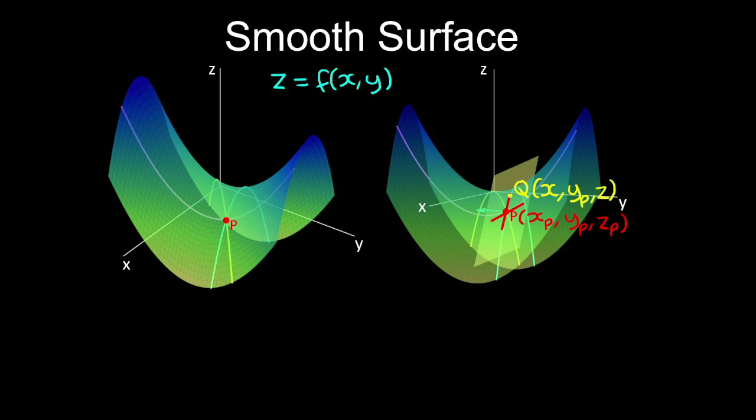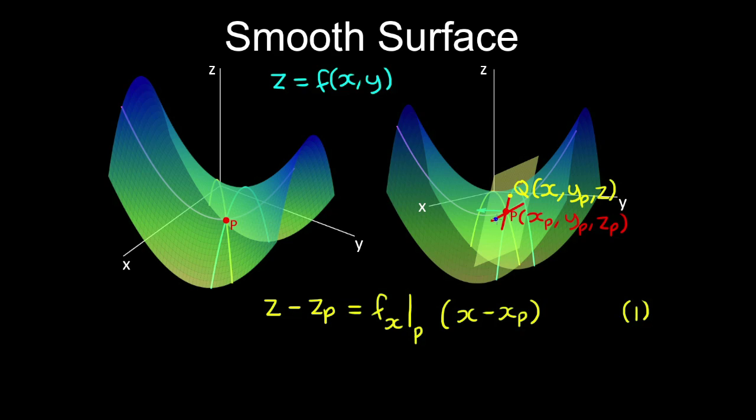So noting that this curve is parallel to the xz plane, therefore the equation of this tangent line is z minus zp is equal to the slope of the tangent to the curve at P, which is the partial derivative of f with respect to x evaluated at P, by x minus xp. So this is the general equation of a line. So that's our first tangent line.